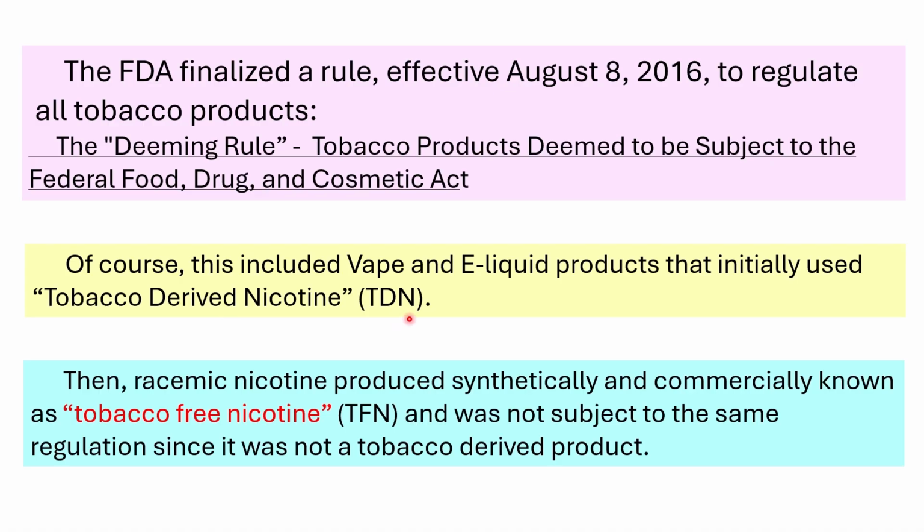Then a small company came up with an interesting concept. They would synthetically produce nicotine. In this case, it was racemic nicotine, and it was commercially known as tobacco-free nicotine. Since it did not come from tobacco, it was not subject to the same regulation as all other tobacco-derived products, because it wasn't a tobacco-derived product.